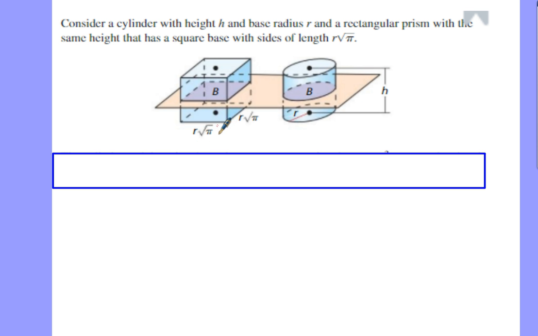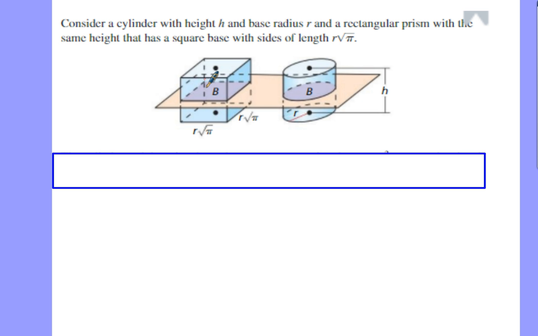And the question that I want to pose is, are these two going to have the same exact volume? One's a rectangular prism and one's a cylinder. So think about that right now. I challenge you, pause the video and think about if these are going to have the same volume. So, what do we know?